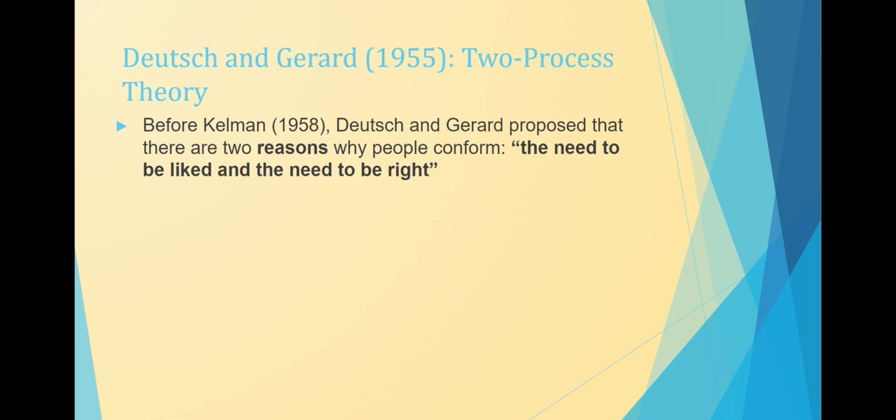Okay, so we've talked about the 3 different types of conformity. We're now going to talk about the 2 explanations of conformity. Okay, so explaining why does conformity take place. Deutsch and Gerard propose that there are 2 reasons why people conform: the need to be liked and the need to be right.